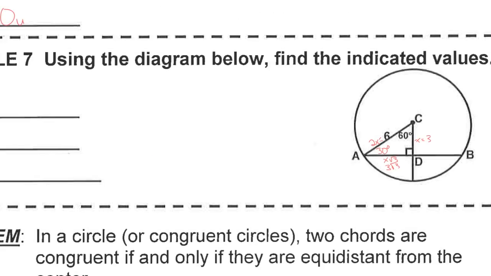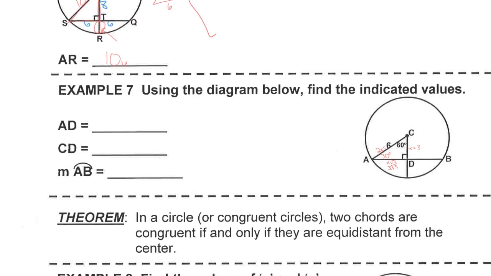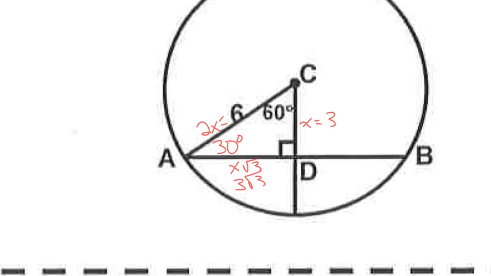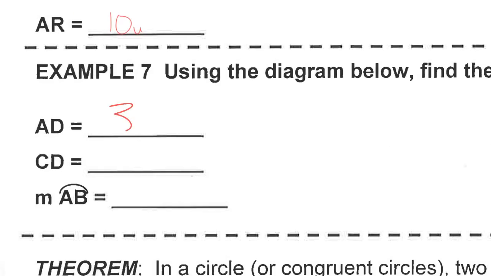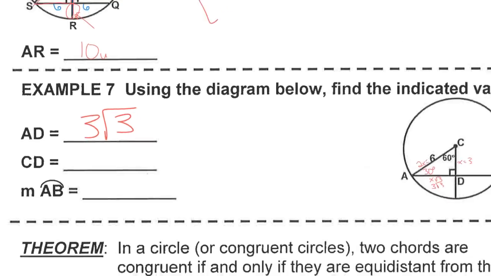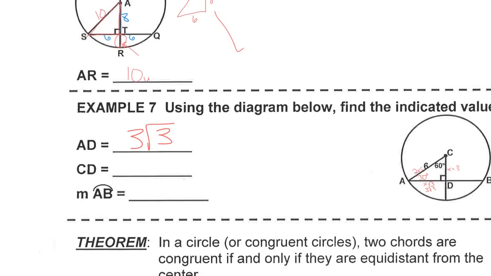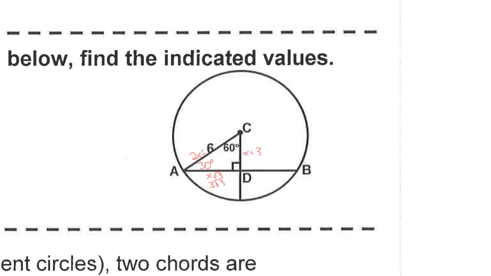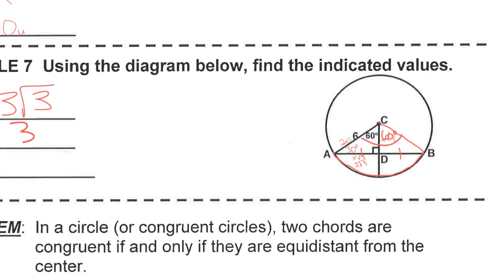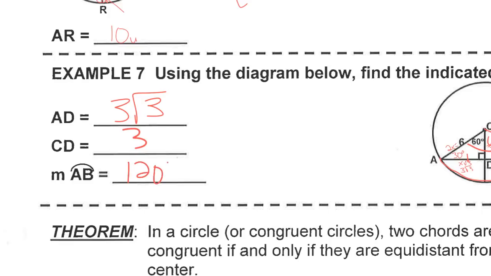So let's see what it asks us. What's the distance from A to D? Well, we already found it. 3 square roots of 3. It asks for from C to D. We found that too. It was 3. Then it wants the measure of arc AB. So this whole thing right there. Well, these have to be congruent, which means we have congruent triangles. So if I just pull that over there, I know that's 60 degrees as well, which gives me 120 degrees for the whole thing.